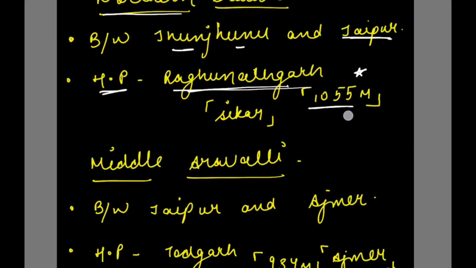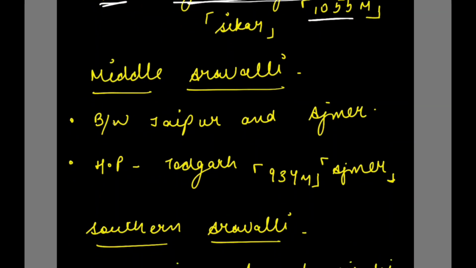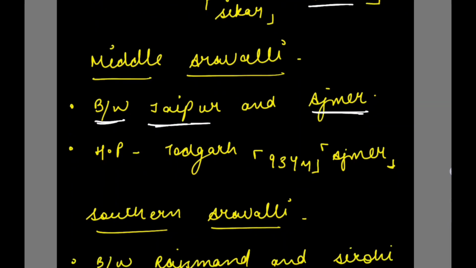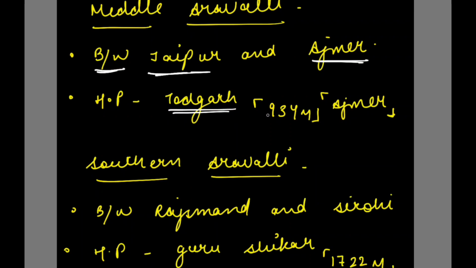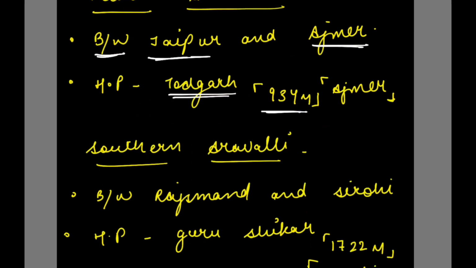Moving towards the middle Aravalli, we have the extension between Jaipur and Ajmer, and the highest peak is Chaudhary, and the height of the mountain is 934 meters. If Chaudhary is not given, we may take the answer as Taragarh. This is the second highest peak, but if Chaudhary is not given in the options, we must go with the option Taragarh.